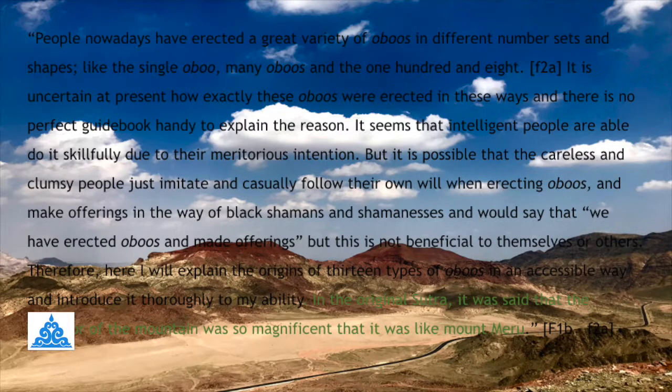So Mergengegen mentions in the first text, The Custom of Erecting Ovoos: "Nowadays, people have erected a great variety of ovoos in different number sets and shapes, like the single ovoo, many different ovoos, and the 108. It is uncertain at present how exactly these ovoos were erected in these ways, and there's no perfect guidebook handy to explain the reason. It seems that intelligent people are able to do so skillfully due to their meritorious intention, but it's possible that the careless and clumsy people just imitate and casually follow their own will when erecting ovoos and making offerings in the way of the black shamans and shamanesses, and would say, 'we have erected ovoos and made offerings,' but this is not beneficial to themselves or others.